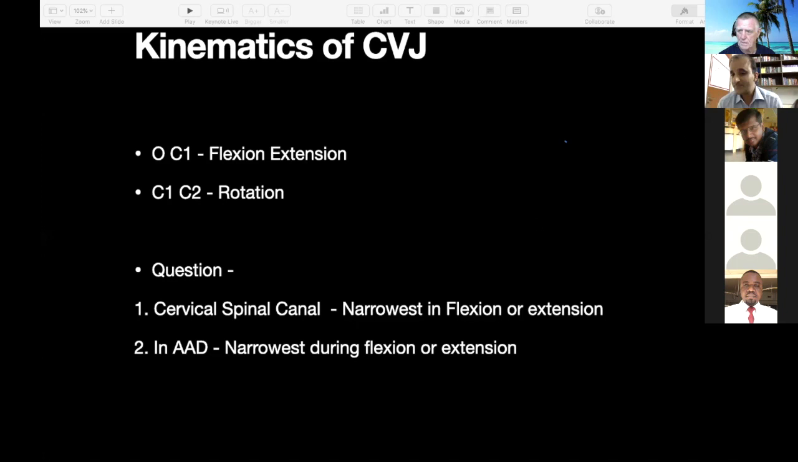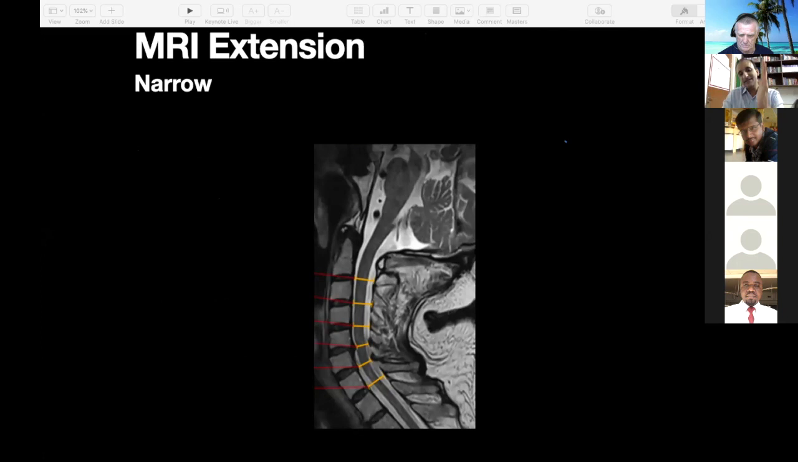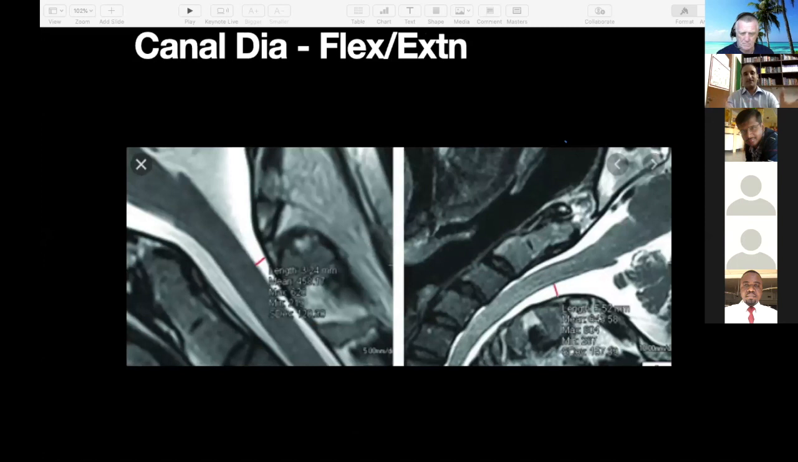Okay, so I'll answer this. Now, this is very, very interesting, and why you have to understand this. The cervical spinal canal is narrowest on extension, and it is roomiest when you have flexion. So the canal diameter is much more during flexion than in extension.